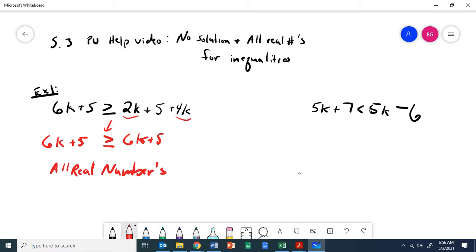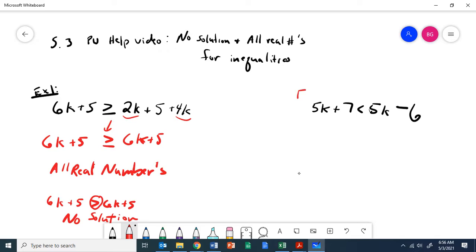Okay? Now, if it would have been something like, say, instead of the equal sign, so I'm going to write below it, 6k plus 5 is greater than 6k plus 5. Well, we just talked about how they have to be equal to each other. They are equal to each other, but our symbol in this case is just greater than. Well, if they're equal to each other, the left side's never going to be greater than in that case. So we say no solution if we run into something like that. Okay, no solution.